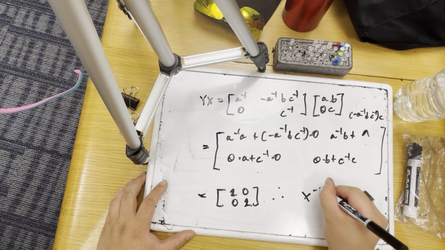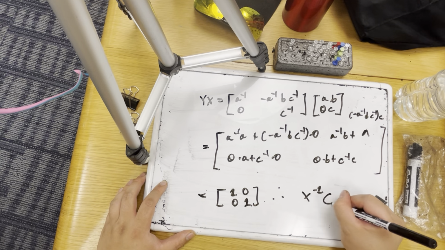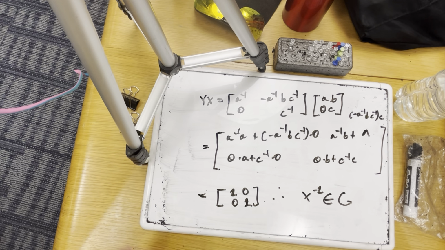Therefore, the inverse of X is contained within G. It is an element of G. So it's closed under inverses. G is closed under inverses. Let's move on to part C.